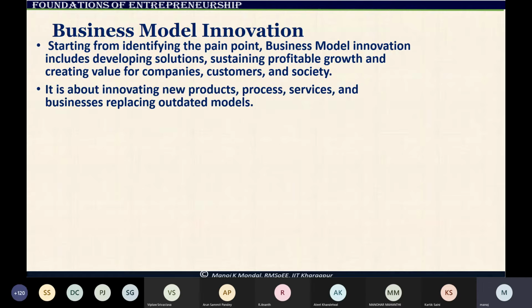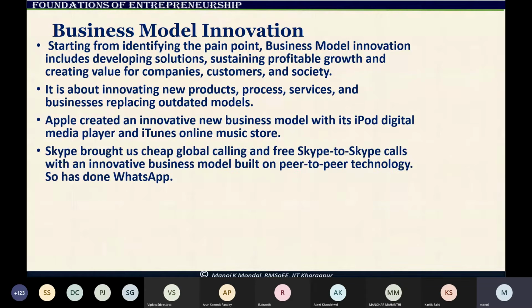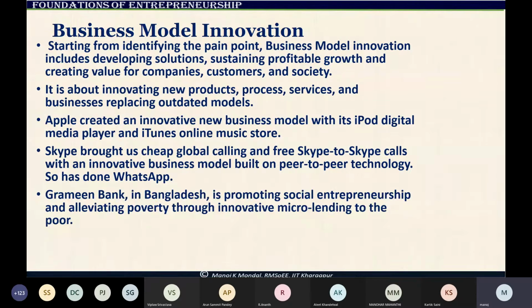Now business model innovation is about innovating new product, process, service. That's what I mentioned. Like Apple created an innovative new business model with its iPod digital media player and iTunes online music store. I talked about it while explaining leap of faith. Skype brought us cheap global calling. Now, of course, WhatsApp and many other apps are available for free calling across the world.